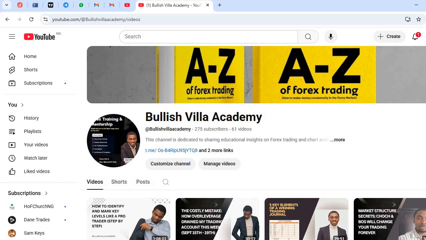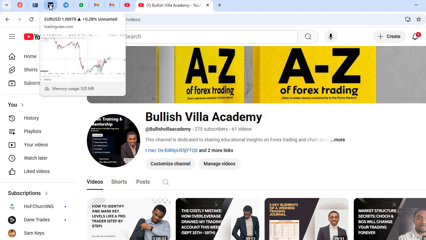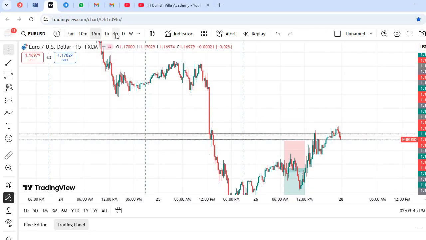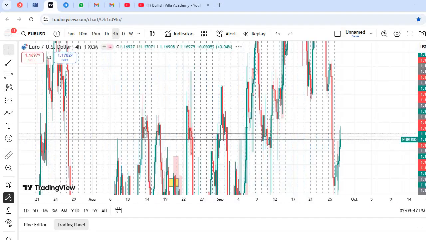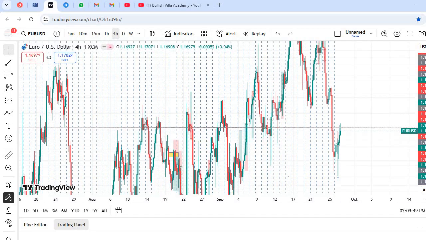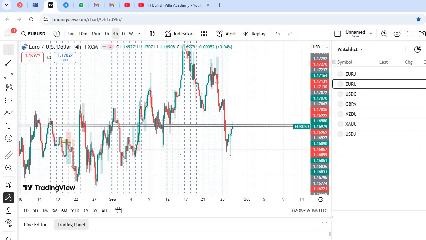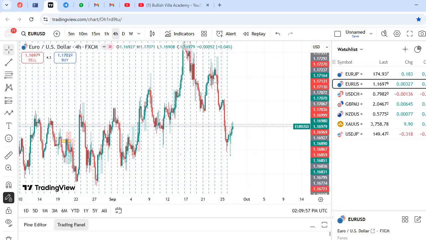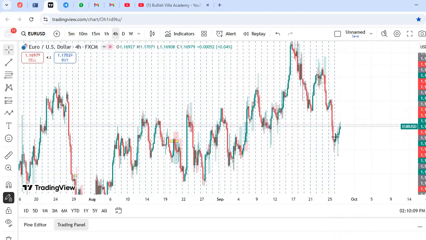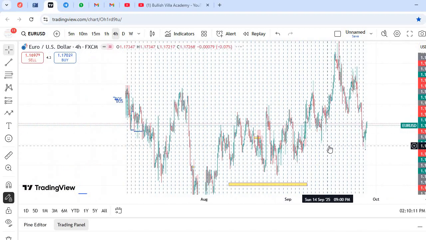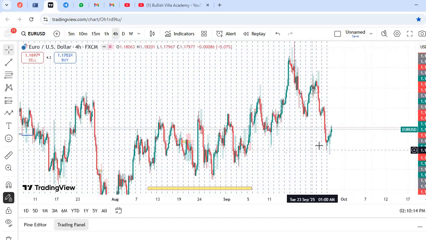Alright, so without much ado, let's go to the chart. And so this is EURUSD. On my watch list, I have 8 currency pairs, but most of the time I trade EURUSD. I've been trading EURUSD for some time now. So I have EURJPY, EURUSD, USD GBP AUD, NZD USD. I have gold too, and I have USD JPY. So we are going to be starting with EURUSD. This is one of the pairs I love so much.